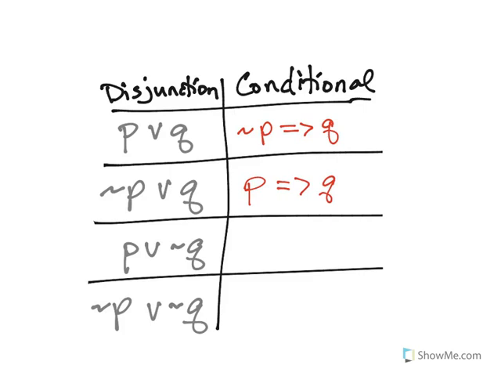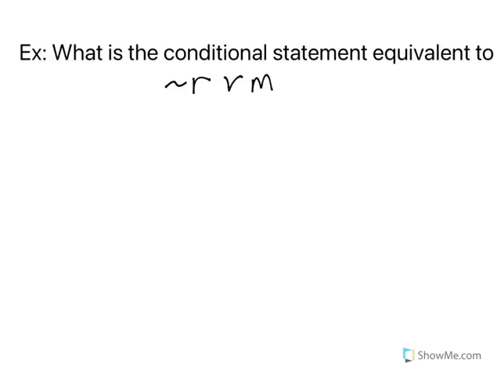If I have P or not Q, well, I negate the first piece, and the second piece stays the same. So if not P, then not Q. And the last one, not P or not Q, so I negate: if P, then not Q. So just remember, negate the first piece and keep the second the same, change to a conditional.